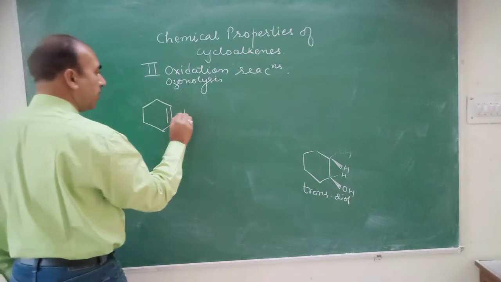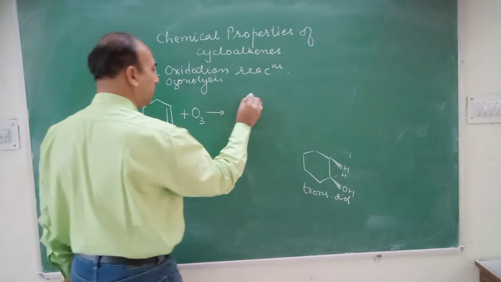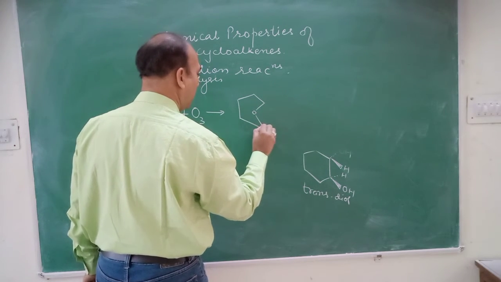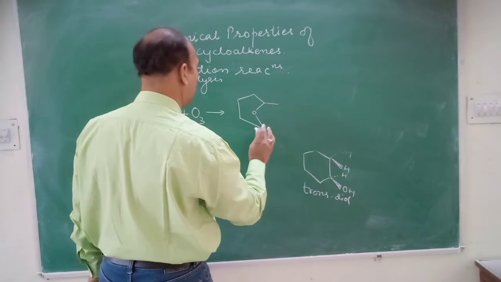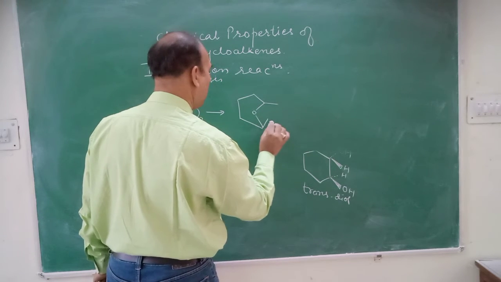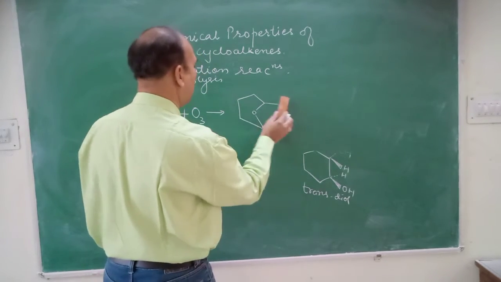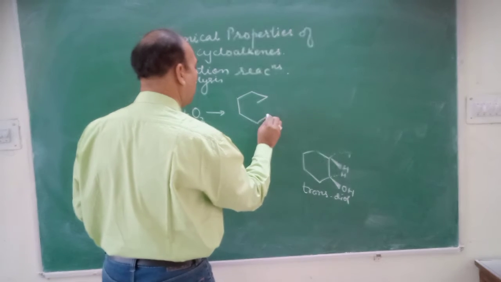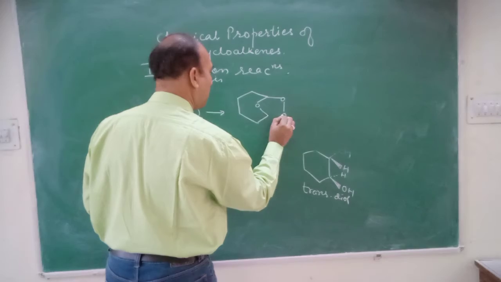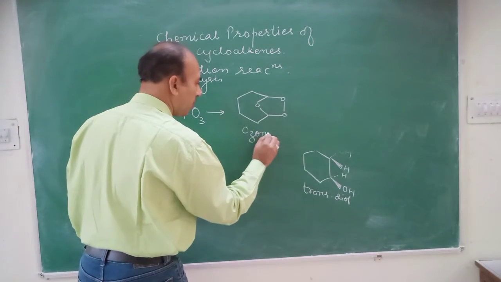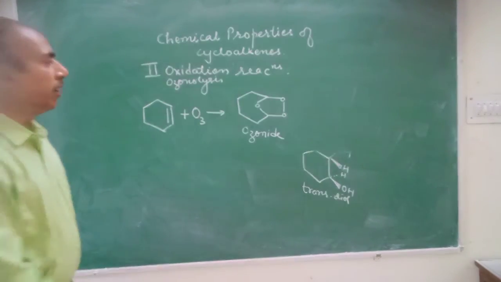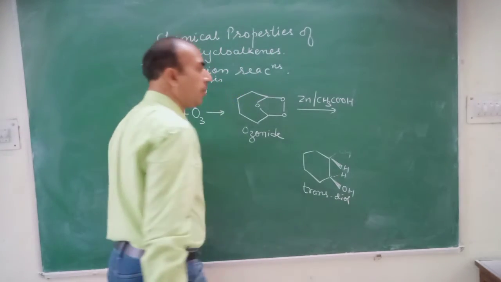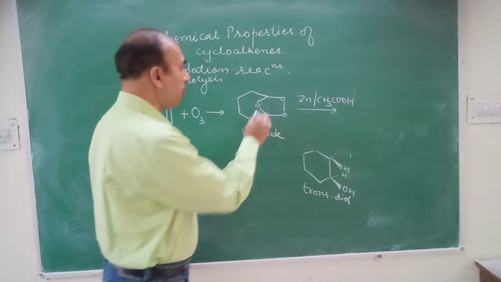Here we have taken cyclohexene and reacted it with ozone. This type of ozonide is being formed, and that on hydrolysis in presence of zinc and acetic acid will give a diol. Two aldehyde groups will be developed at these positions.